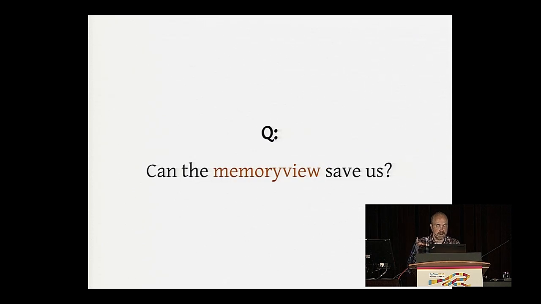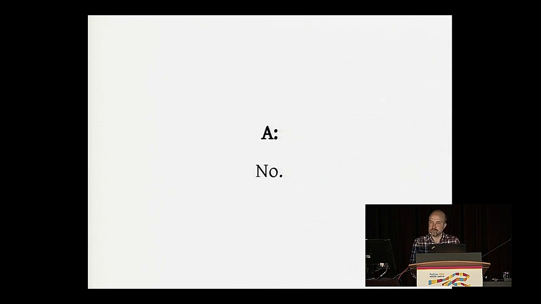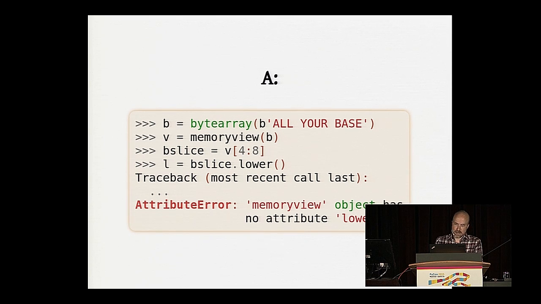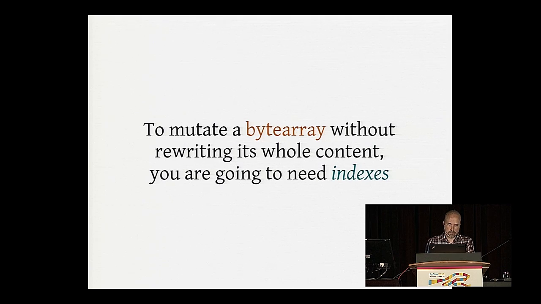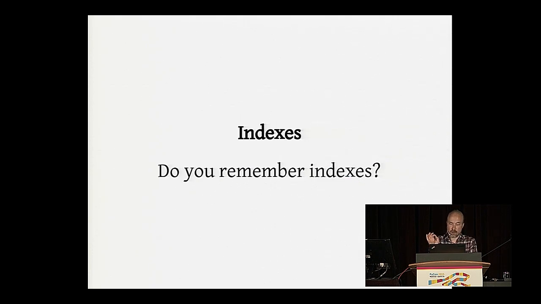Can the memory view save us, though? It did in all of the previous occasions. No. Because memory views don't do anything string-like. The moment you move to a memory view which lets you look at a piece of string efficiently, you're not going to be able to do anything string-like to it. So you have to do a round trip out to a smaller string to do a manipulation and store data back. To mutate a byte array without rewriting its whole content, you're going to need indexes.